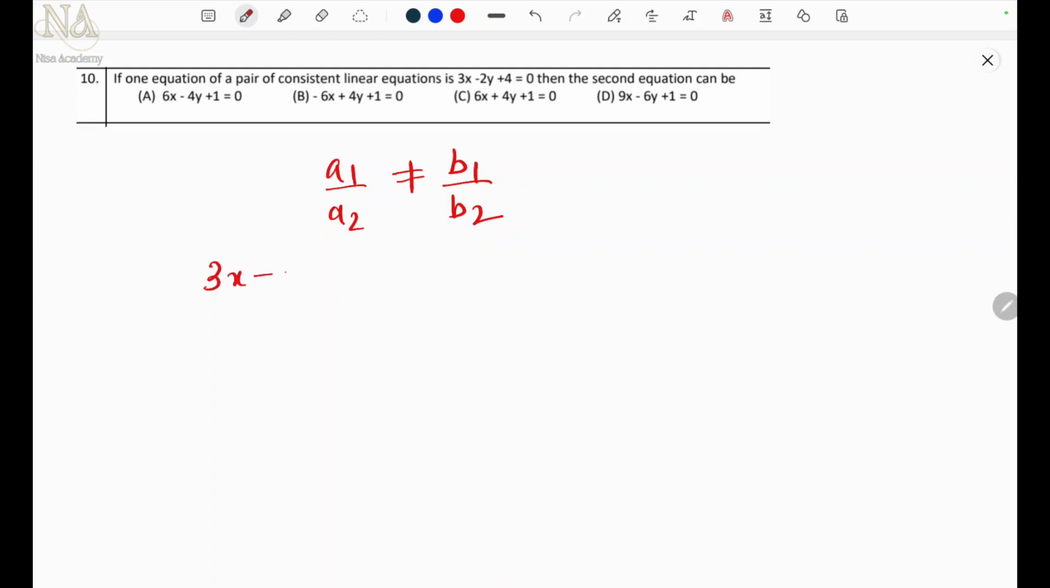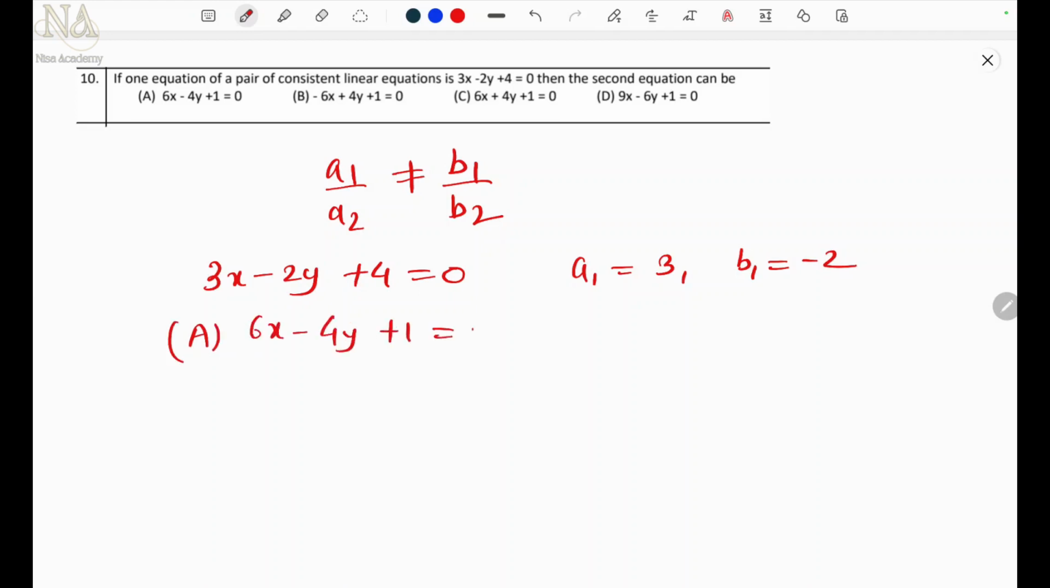So our equation given to us is 3x minus 2y plus 4 equal to 0. A1 is 3, B1 is minus 2. So the first option: 6x minus 4y plus 1 equal to 0. So A2 is 6 and B2 is minus 4. Let's check A1 upon A2: 3 by 6, which is 1 by 2, and B1 upon B2: minus 2 by minus 4, which is again 1 by 2. So the first equation does not satisfy our condition.